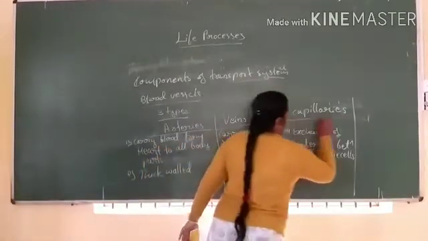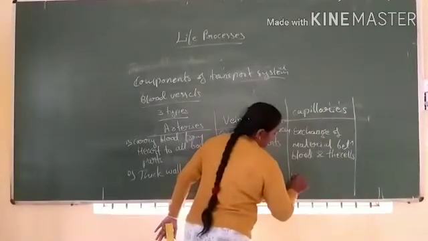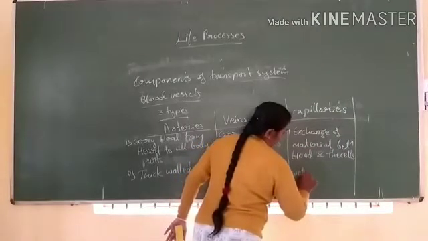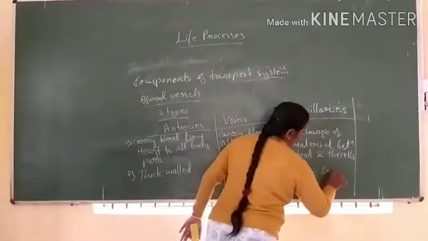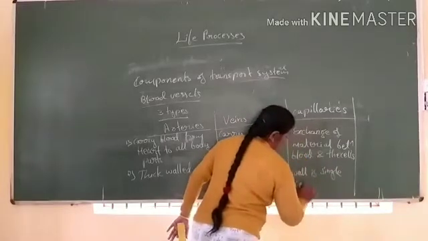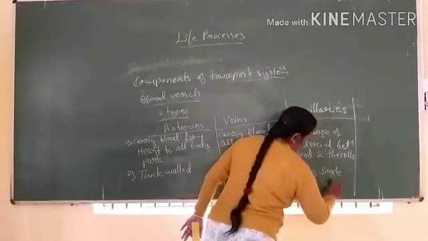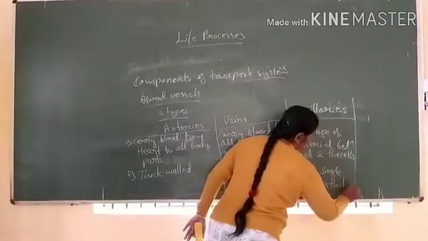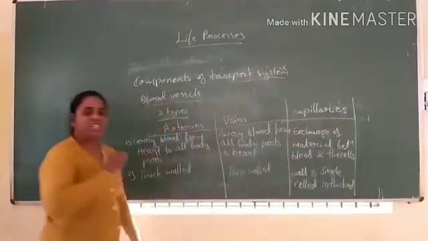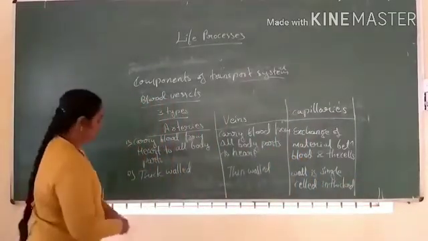Whereas in capillaries, the wall is single celled in thickness. That means their wall is made up of a single layer of cells. That's about the second difference.